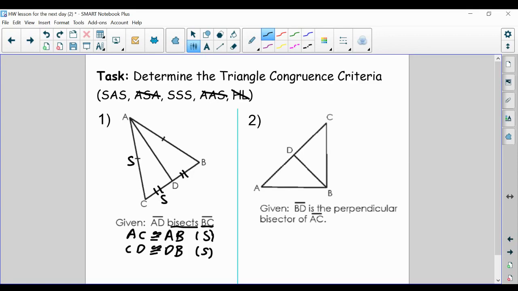Which one do you think? Look at the picture carefully. Pause the video and think about it. Just look at the picture. We have one side here. We have one side here. We need one more side. We need one more piece of information. We are collecting evidence.